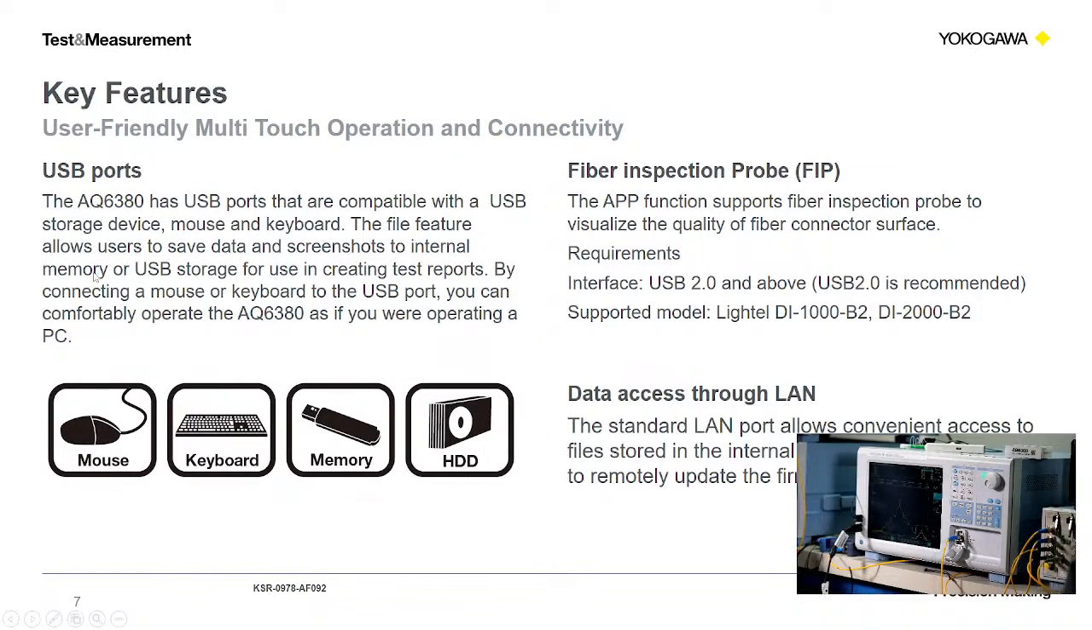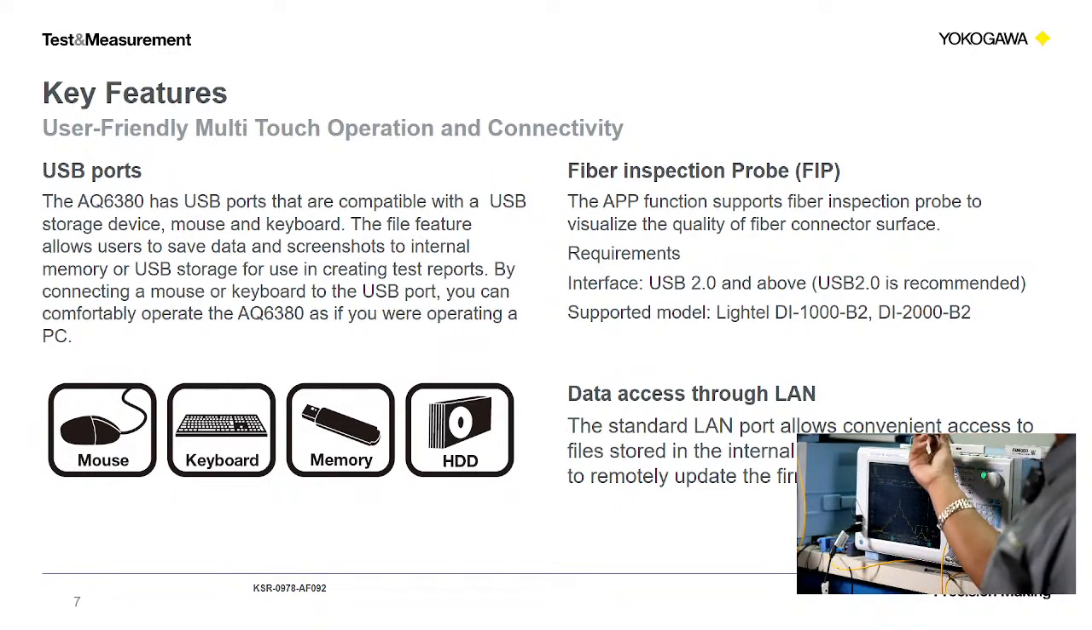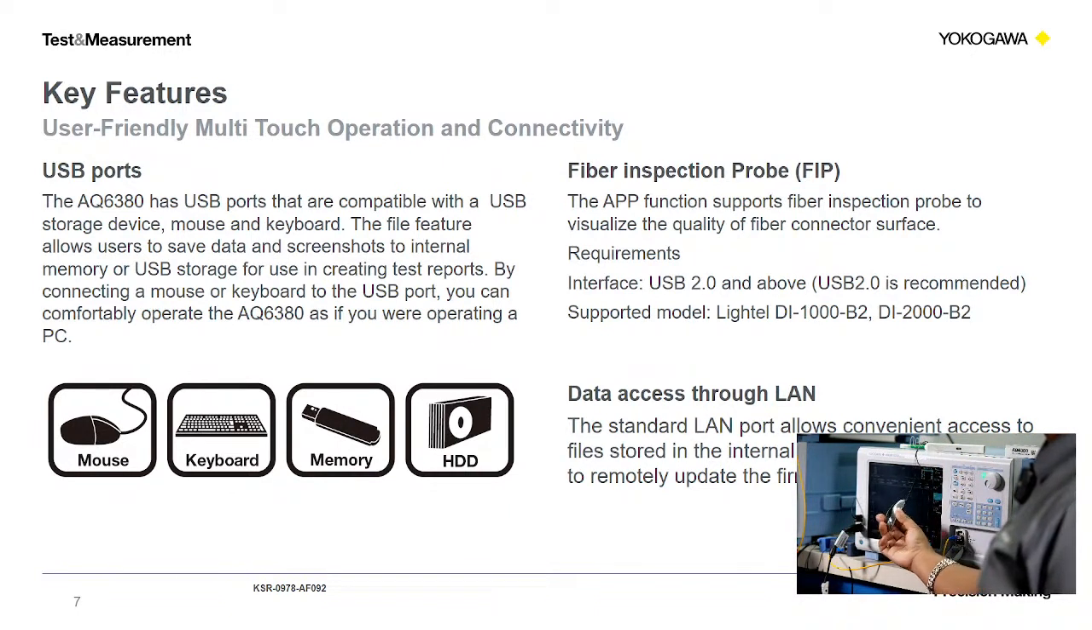All right, and then some other key features as well. We have two USB ports right here for customers to use. One can be used for a fiber inspection scope that we have right here. We can also use a USB mouse if you're more in tune to that, a keyboard as well, or an external hard drive, if you need to use it. Ease of access with the two USB ports.